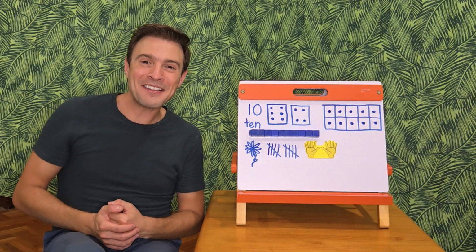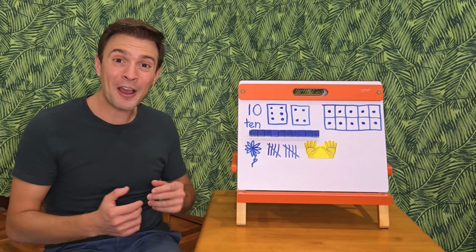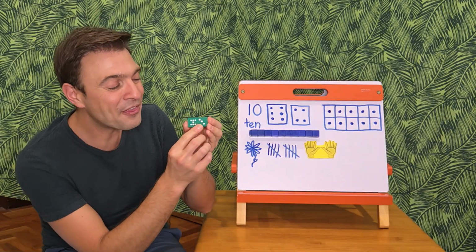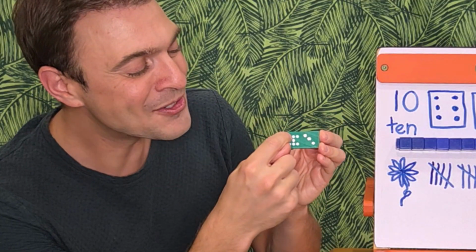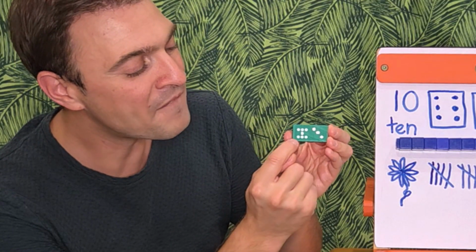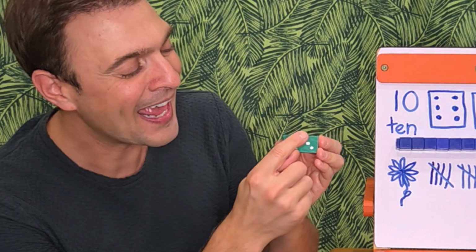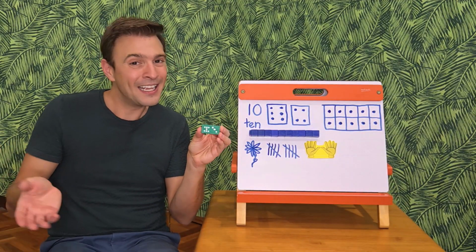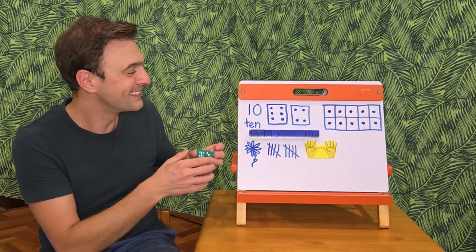I hope you've been having fun playing with dominoes. Look what I found on a domino this week. 7 and 3. 1, 2, 3, 4, 5, 6, 7, 8, 9, 10. 7 and 3 makes 10. That's perfect for my board.